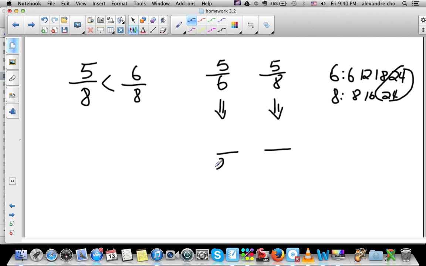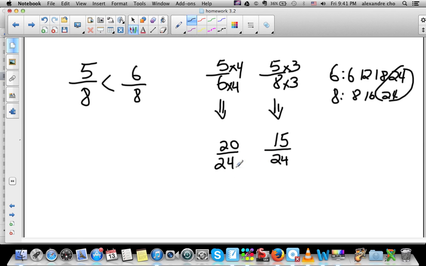So another way of writing 5 over 6 and 5 over 8 is using a fraction with a denominator of 24. 6 becomes 24 by multiplying by 4, so if I multiply the bottom by 4 and the top by 4, I get 20. 8 becomes 24 by multiplying by 3, and therefore I multiply 5 times 3, giving me 15. Much easier to compare now that both fractions have the same denominator.